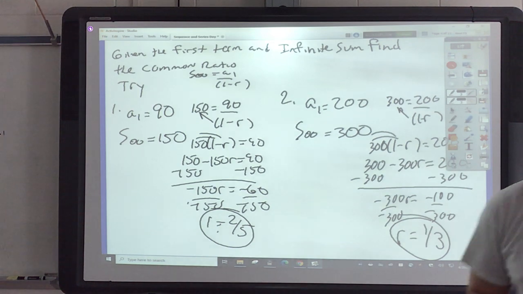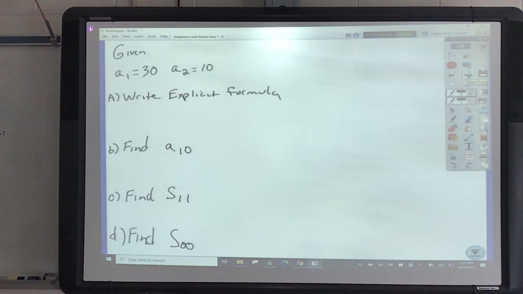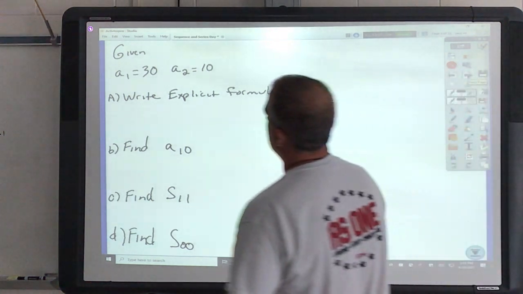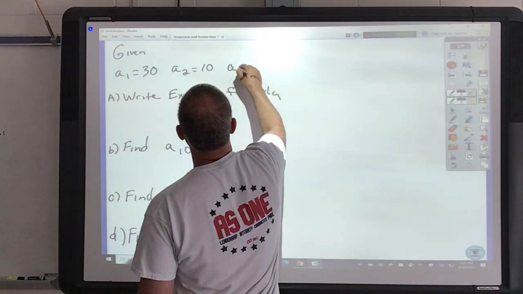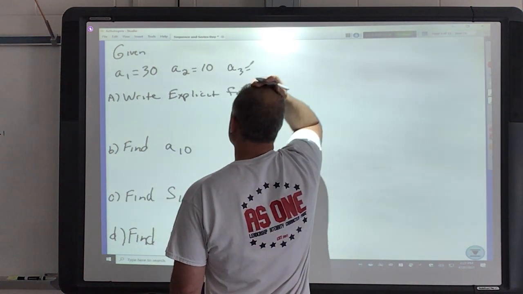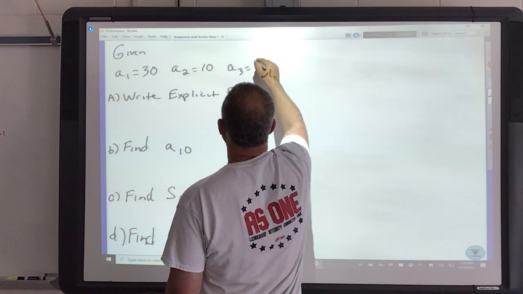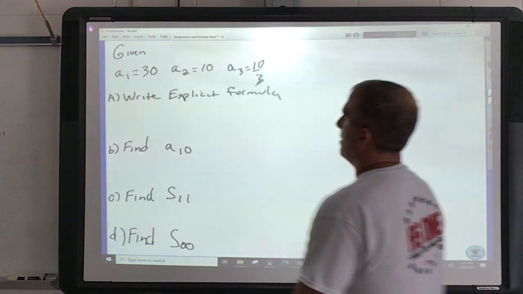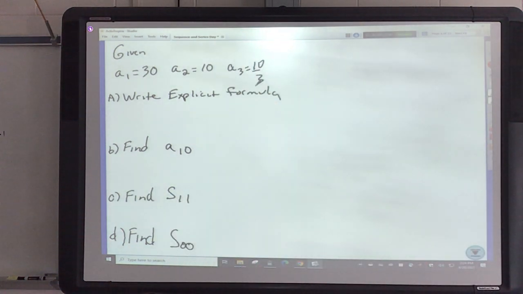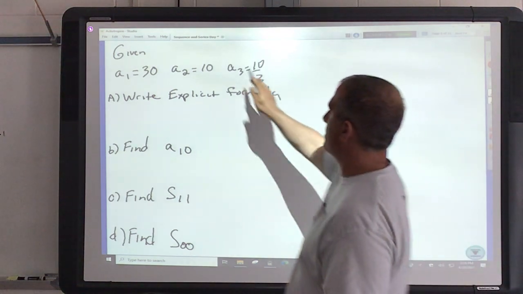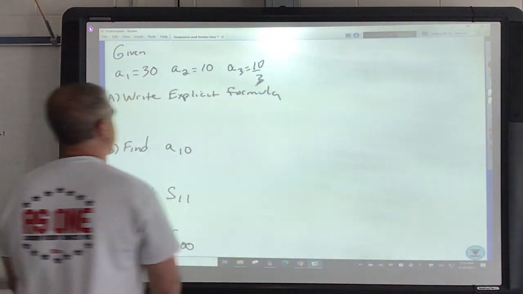Now, the next problem is just going to be a review. Try to tie everything together. These next couple problems, it says given A1 is that and A2 is this. I should probably tell you what A3 is, like 10/3. So what we're going to do is find all of these different things here. Now you can see that this is clearly not arithmetic because those are different things.